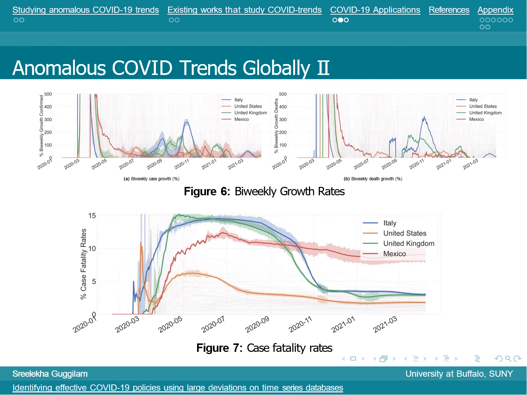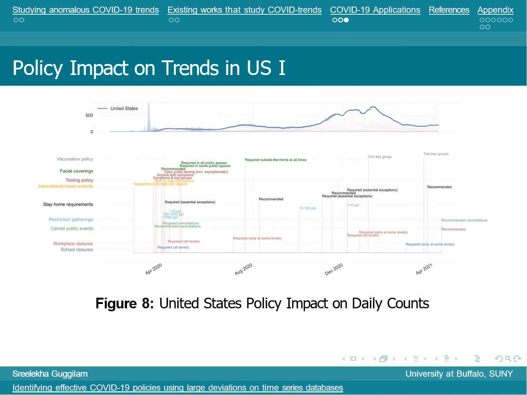Also, the high anomaly scores for the countries in March to May 2020 are seen due to high biweekly growth rates, as seen in figures 6 and 7. Even though anomaly scores are seen to change, the reasons behind these increases in trends must be further studied. Thus, we look at policies implemented in different countries.